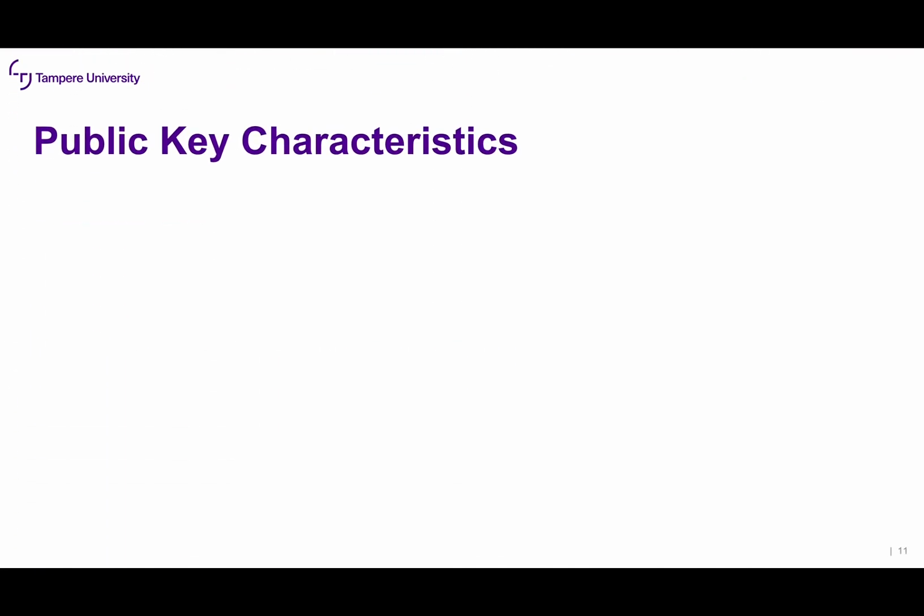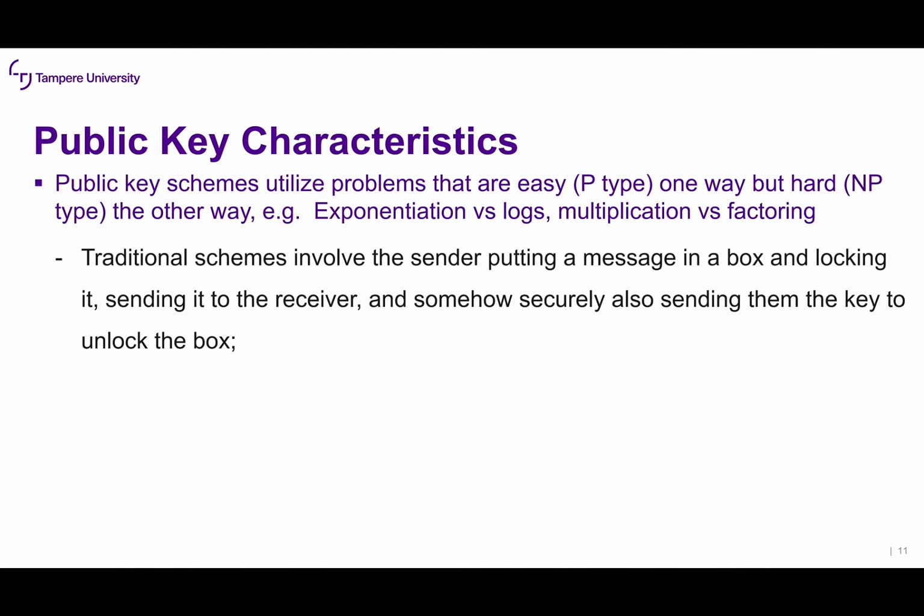Now, some public key characteristics. Public key schemes utilize problems that are easy one way, but hard the other way. We call the easy ones P-type, and the hard ones NP-type. For example, exponentiation versus logs, multiplication versus factoring, etc.